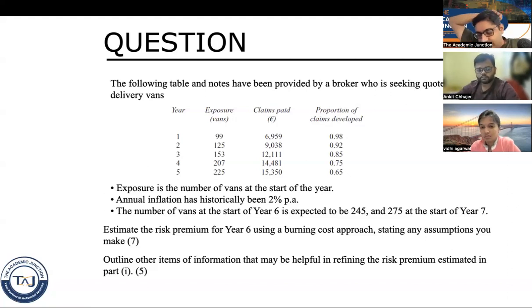Your points on changes in terms and conditions, those are all absolutely accurate when you talk about risk premium. That's correct, right? When Vidhi was talking about the type of claims, ultimate claims, whether the reserving proportion of claims developed, all that was very accurate because that impacts the risk premium, right? For example, if the proportion of claims developed for the first year is not 98%, and if it is say 97%, that will impact the risk premium that you arrive at, right? So those are the things that you have to think through, right?